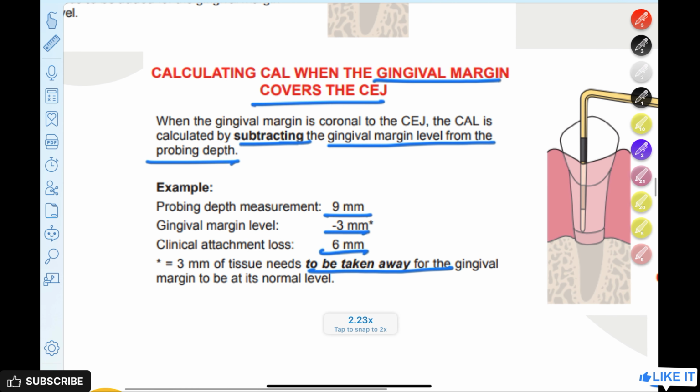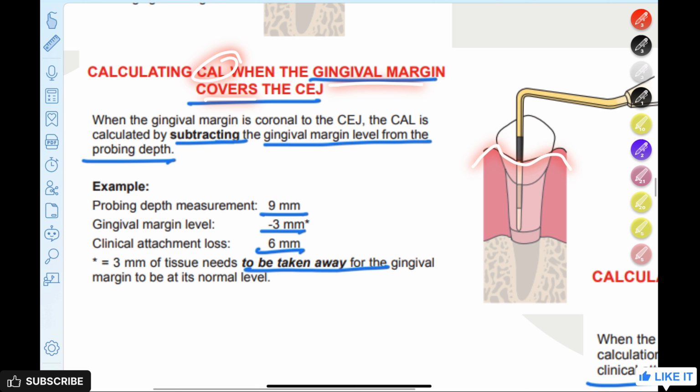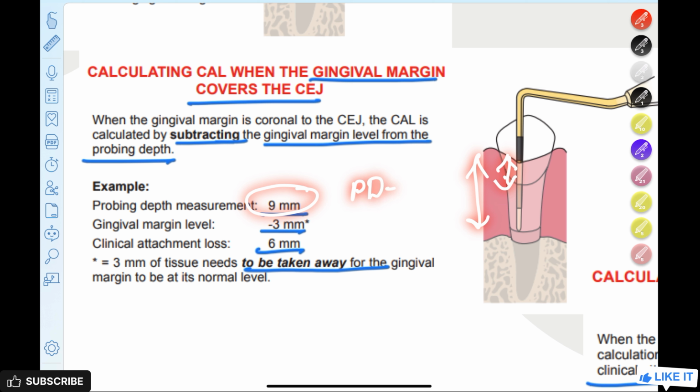Next is calculating CAL when the gingival margin covers the CEJ, like in the case of gingival enlargement. So what we have to do is subtract the gingival enlargement from the probing depth. So probing depth minus gingival enlargement gives us CAL.